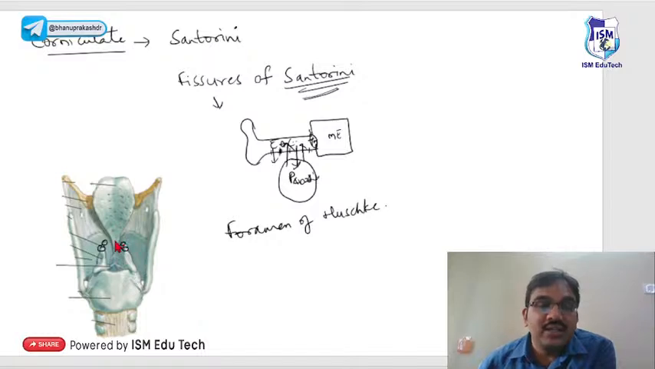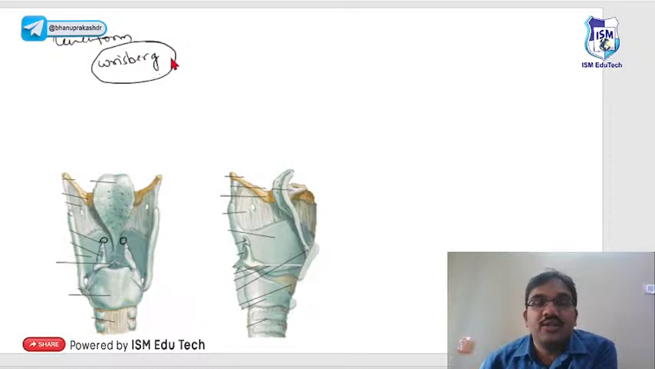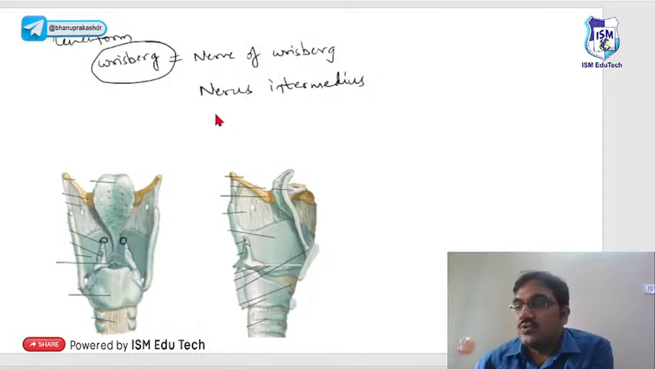Another cartilage you can see here is the cuneiform cartilage. Here you can see small cartilage structures, cuneiform. The other name for this cuneiform cartilage is the cartilage of Wrisberg. Where else do you get this name, Wrisberg? Anyone remember? Nerve of Wrisberg. What is this nerve of Wrisberg? What is nervus intermedius? Anyone? Okay, fine.